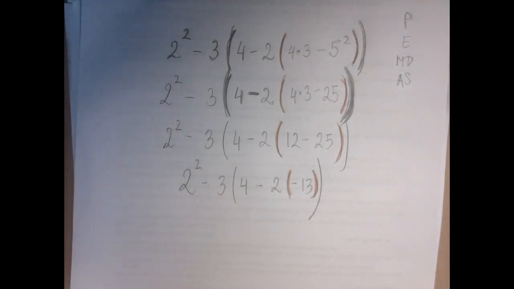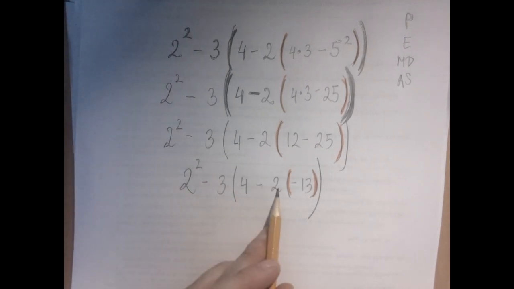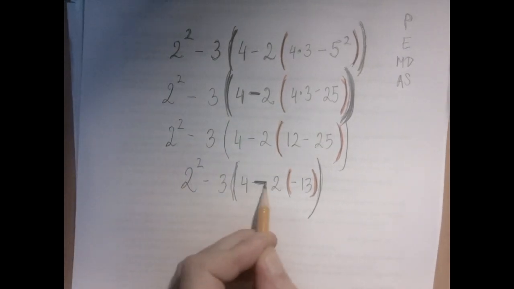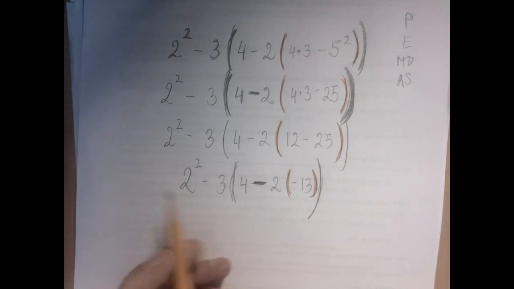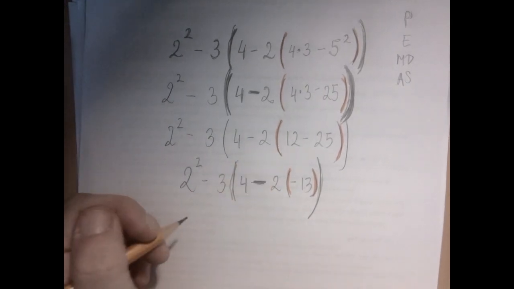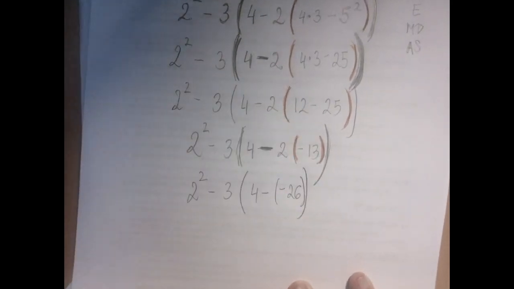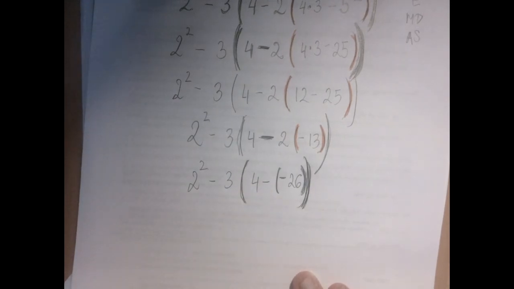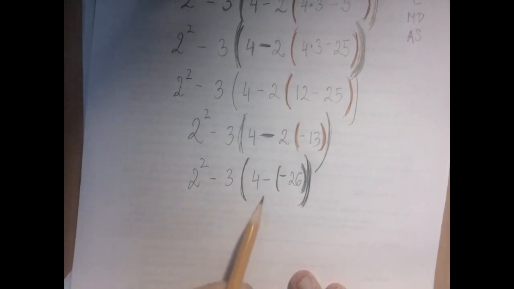Inside the bigger one, we have a subtraction and a multiplication. Multiplication is first. So we're not going to bother with this negative sign. That's a subtract. So what are we subtracting? Whatever 2 times negative 13 is. So we have 2 squared minus 3 times 4 minus, and what we're subtracting is negative 26. And now the only thing left in the parenthesis is this subtraction. To subtract is to add the opposite. So 4 minus negative 26 is the same as 4 plus 26.